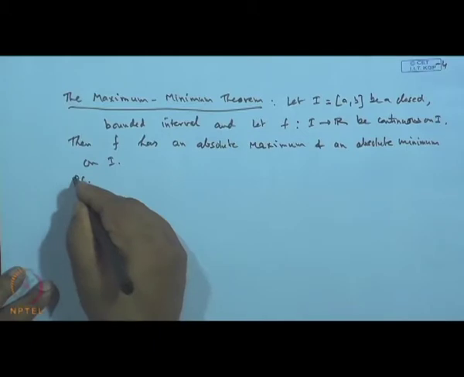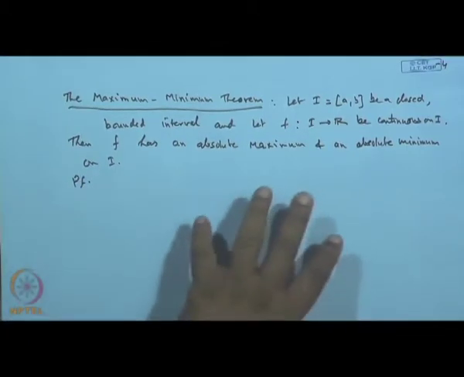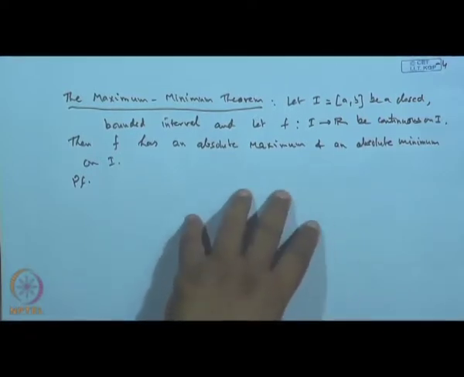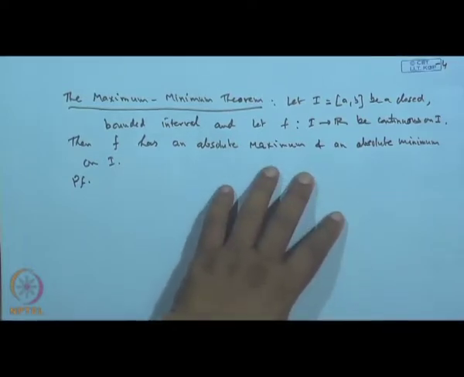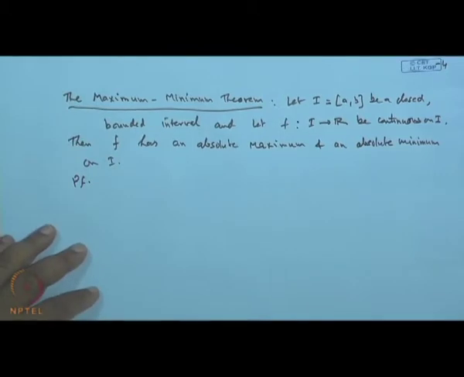So, before the proof, what is the absolute maximum? If a function is from A to R, then f has an absolute maximum at a point if there exists some point x star such that f of x star is greater than or equal to f of x for all x, and an absolute minimum when f of x lower star is less than or equal to f of x. That is the way we have introduced the maximum of this function.